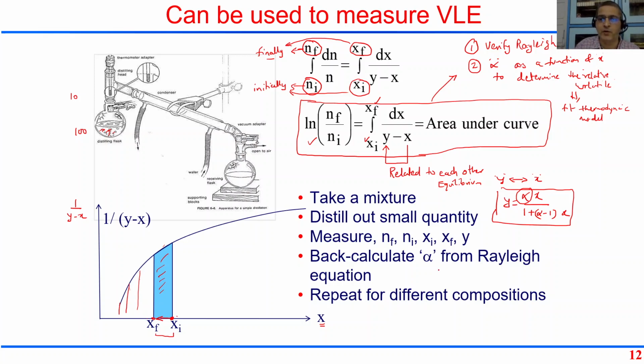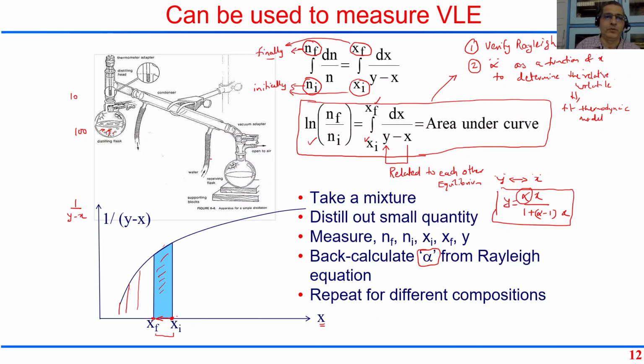So that's how we could do an experiment to find more about how the x and y are related to each other, or we can in a sense fit some kind of thermodynamic model to our data of x and y, and then we can use it for whatever purpose we would like.